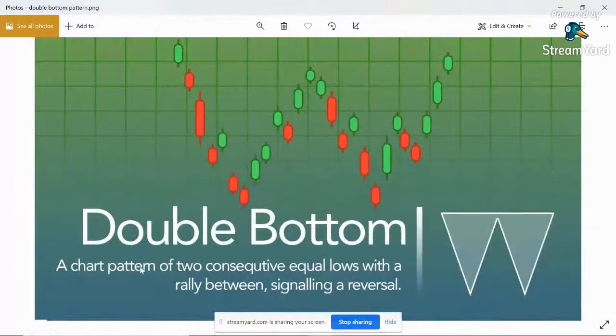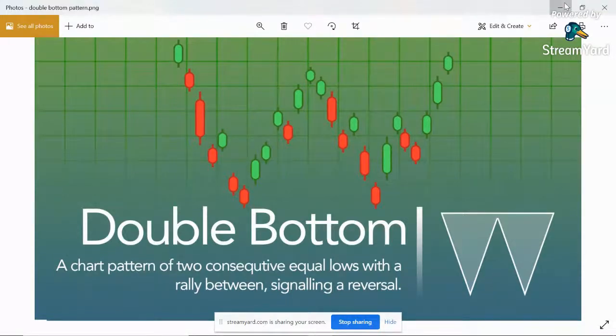A double bottom is a chart pattern of two consecutive equal lows with a rally between, signaling a reversal. You can see right here in the candlesticks, you've got a W, and that's going to be the bottom here and the bottom here, with a strong rally in between. Once we break above this neckline, that's where you do the measured move from the bottom to the top and take it all the way up here.